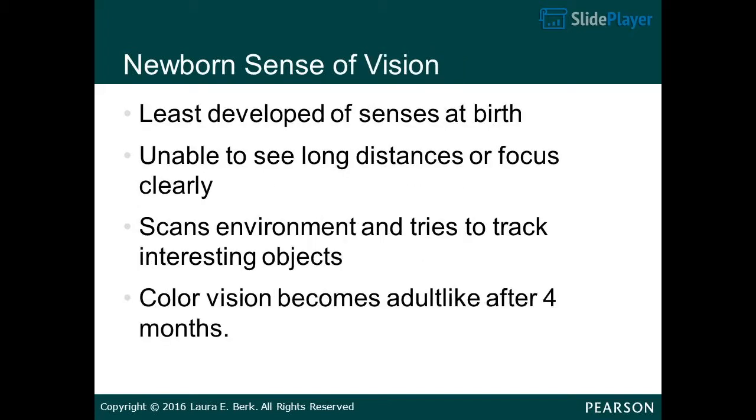Newborn sense of vision. Vision is the least developed of the senses at birth. Newborns are unable to see long distances or focus clearly. They scan the environment and try to track interesting objects. Color vision becomes adult-like after 4 months.